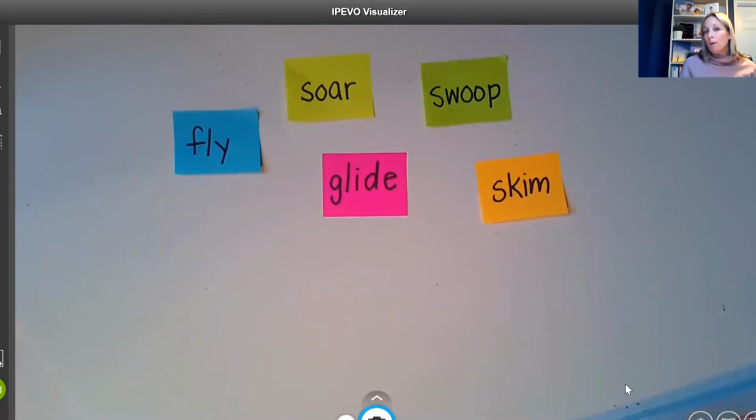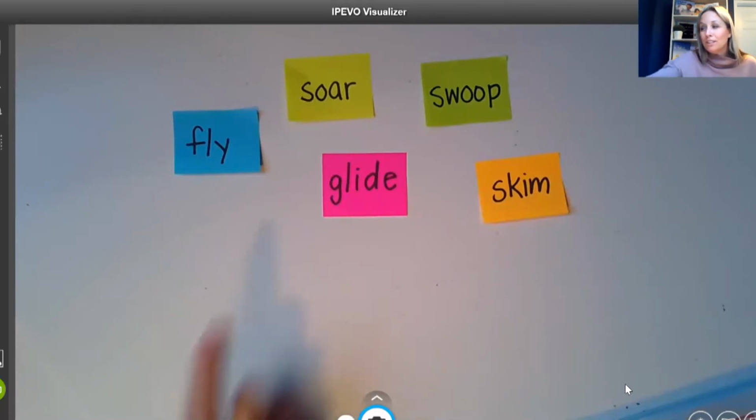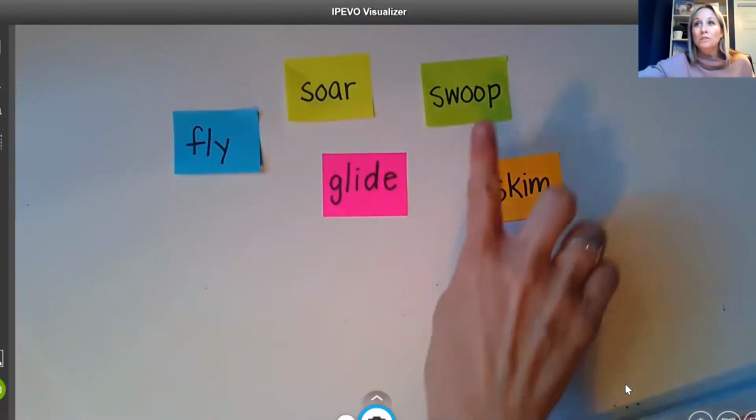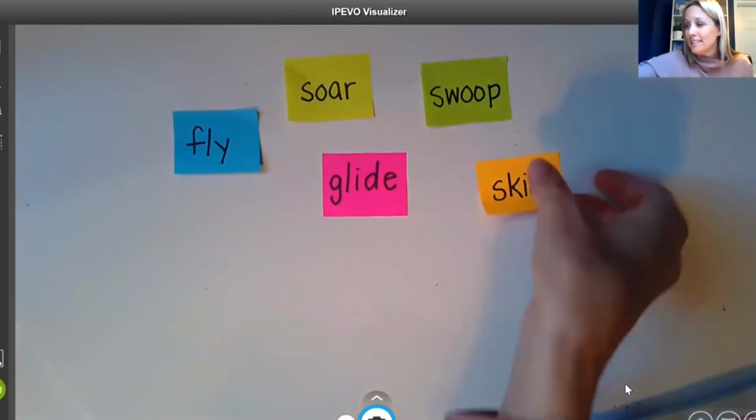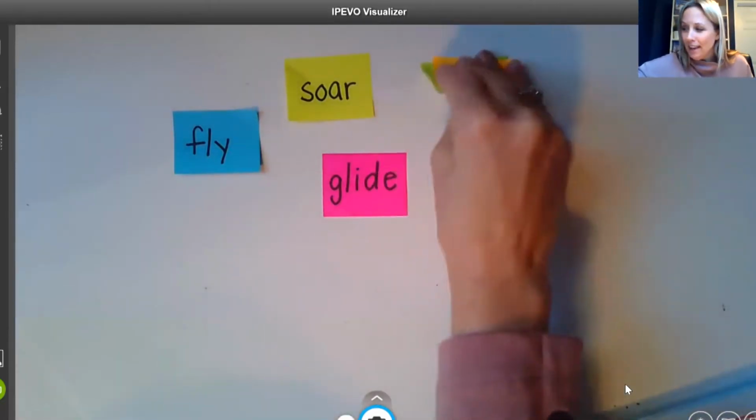Yeah, that's the cool thing about words, that there's so many words that can mean the same thing, but you can use them in different ways. And the authors chose to do just that. Instead of always saying fly, fly, fly, the authors thought about other ways to describe what the airplanes were doing as they were flying. They were soaring or gliding or swooping or skimming.